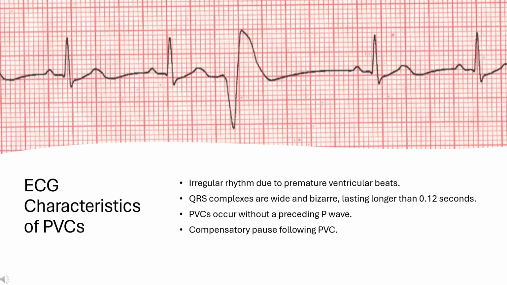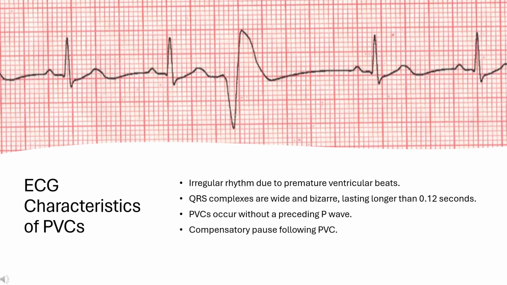PVCs occur without a preceding P wave. This is a significant characteristic that helps to differentiate PVCs from other types of premature beats, such as premature atrial contractions. In a normal cardiac cycle, a P wave precedes each QRS complex, indicating atrial depolarization. However, in the case of PVCs, the premature beat originates in the ventricles, bypassing the atria, and thus no P wave is seen before the wide QRS complex.